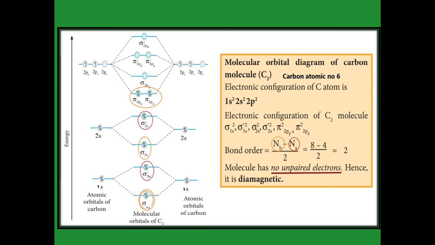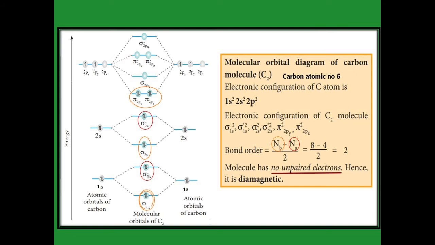Now bond order. First you see the orange color circles, those are bonding electrons. How many bonding electrons? Just count the electrons in the orange circles. We get 8 electrons, and next we count the red color circles, there are 4 electrons. 8 minus 4 we get 4, 4 divided by 2 we get 2. So bond order 2 means in carbon there is a double bond, and the molecule does not have any unpaired electron, so it is a diamagnetic one.